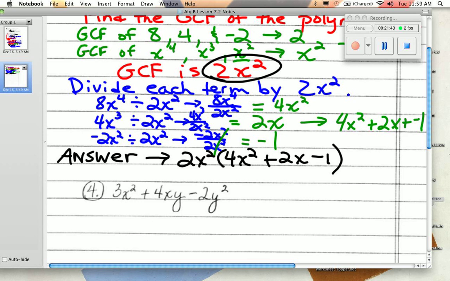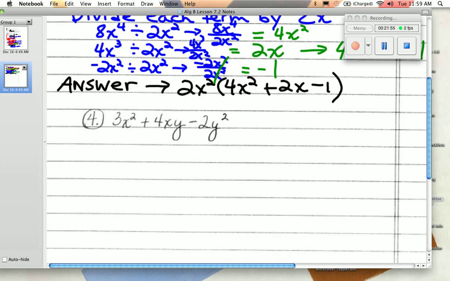The next one. You know what, the next one's tricky. Anybody have any questions on this one before we move on to the last one here? Okay, then let's try the next one. We need to find the GCF first. We need to find the GCF of the polynomial, the thing that comes down and gets to be first in our answer.